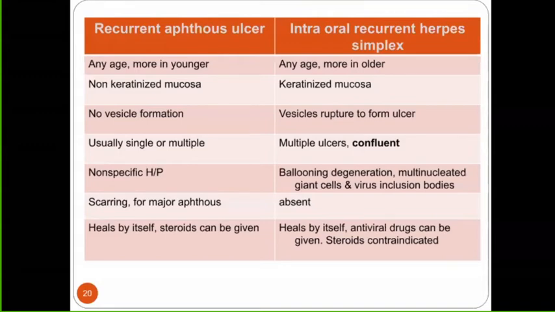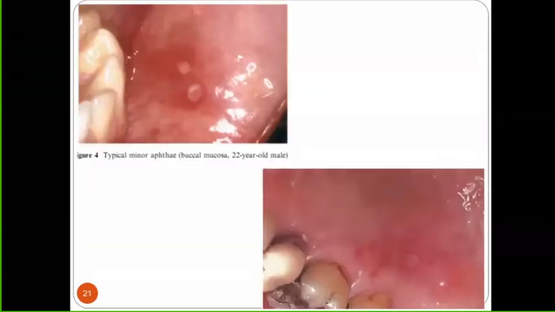Scarring for major aphthous ulcers, intraoral herpes is always healed without scarring. Aphthous ulcers heal by themselves. Steroids can be given in case there is a lot of pain, but because herpes is a viral condition, you cannot give steroids. Steroids are completely contraindicated.